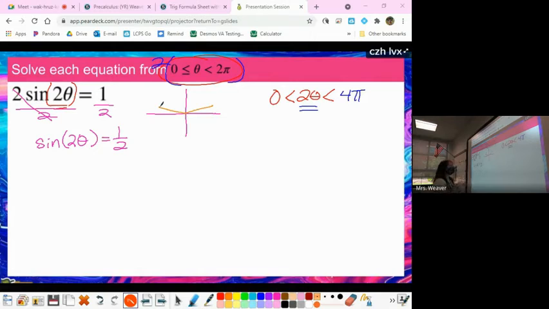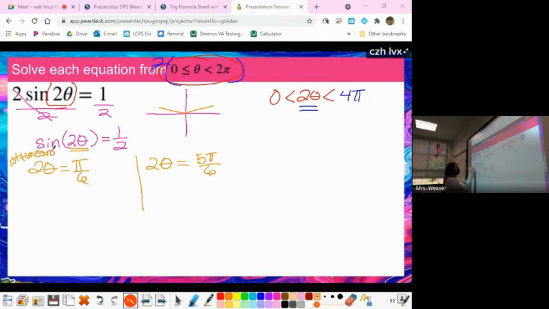Right, at those 2 angles. So this is what 2 theta equals. So 2 theta equals pi over 6, or 2 theta equals 5 pi over 6. Okay, and that's our first time around the circle.